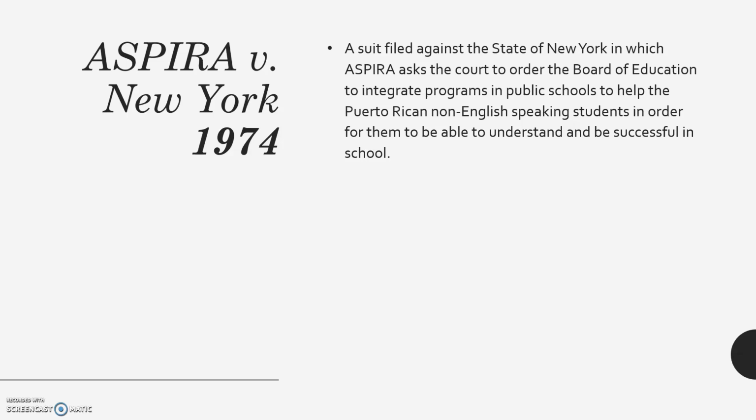Aspira versus New York. This is a suit filed against the state of New York in which Aspira asked the court to order the Board of Education to integrate programs in public schools to help the Puerto Rican non-English speaking students in order for them to be able to understand and be successful in school. This led to the Aspira Consent Decree, which mandates transitional bilingual programs for Spanish surname students found to be more proficient in Spanish than in English.